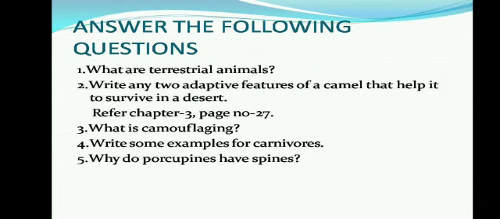Answer the following questions. What are terrestrial animals? Write any two adaptive features of a camel that help it to survive in a desert. Refer chapter 3, page number 27. What is camouflaging? Write some examples for carnivores. Why do porcupines have spines?